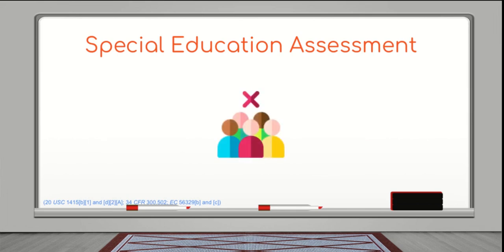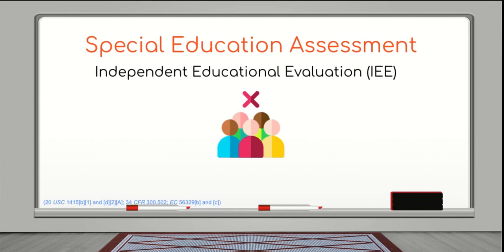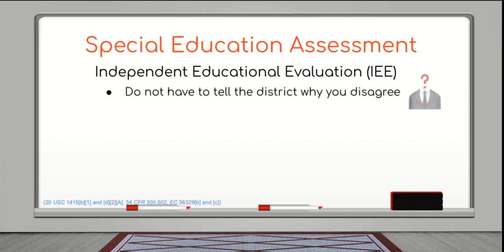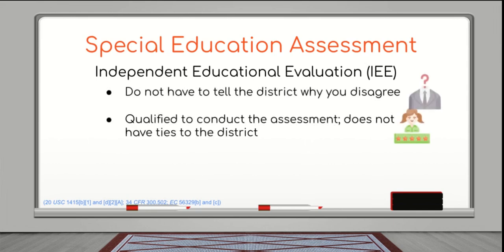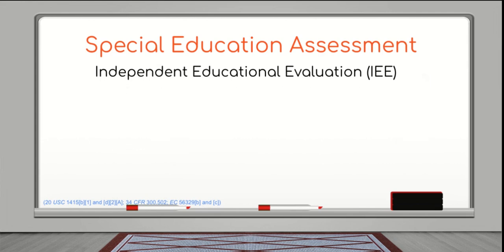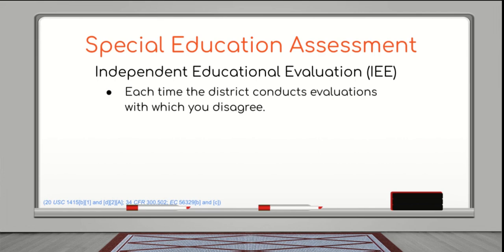If you disagree with the results of the assessment conducted by the school district, you can ask the district to obtain an independent educational assessment or evaluation for your child. You do not have to tell the district why you disagree with the district's assessment. The IEE will be completed by a person qualified to conduct the assessment, but who does not have ties to the district, and it will be completed at no cost to you.